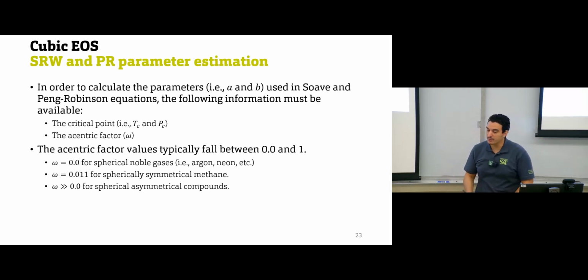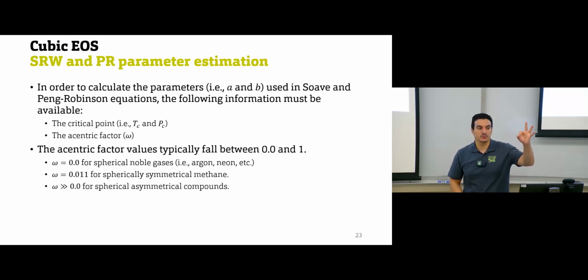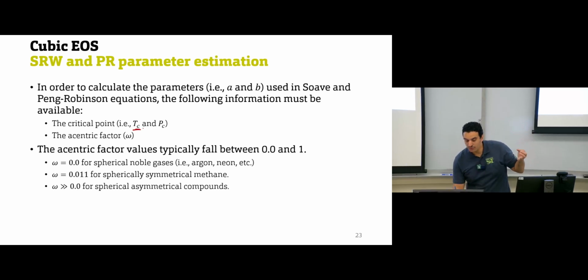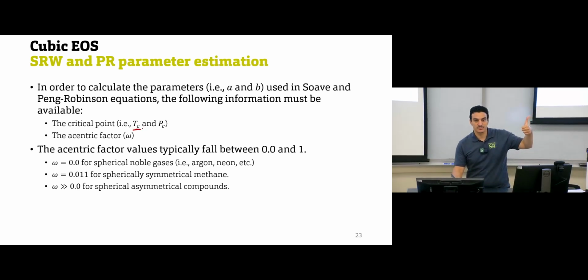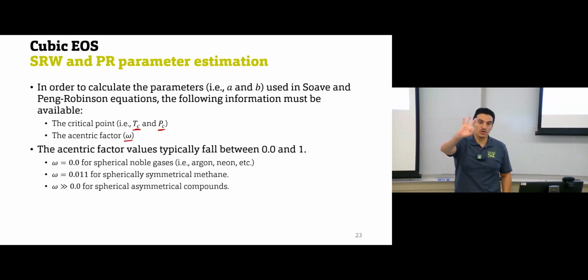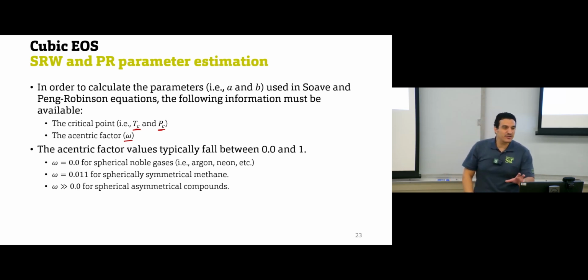But in all of them, in order to calculate A and B, we need three pieces of information. You need to know the value of the critical temperature for this substance, the value of the critical pressure of this substance, and the value of the eccentric factor for this substance. In van der Waals, you have only critical temperature and critical pressure. Here we have one more parameter, which is the eccentric factor. The eccentric factor is a parameter that describes the shape or the structure of the molecule.